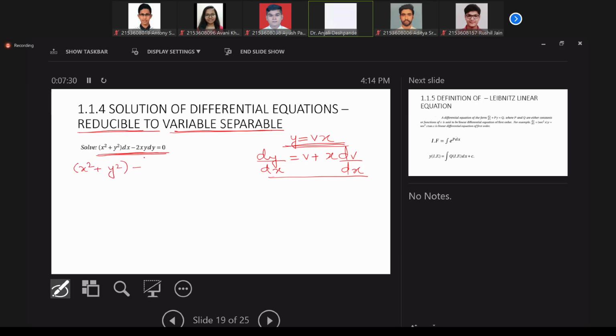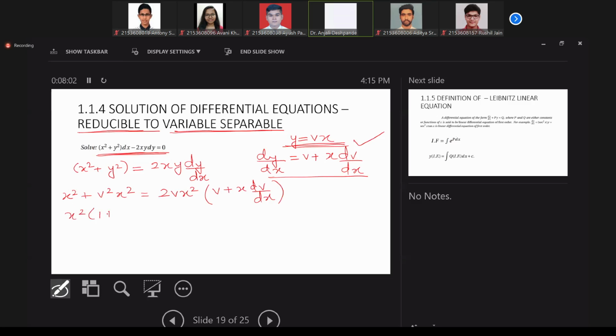So what I'll prefer to do is take this 2xy to the right hand side and divide throughout by dx, so that it will be a little more convenient for us. And then we will make this substitution. So here you can see that this becomes equal to 2vx square into bracket v plus x dv by dx.